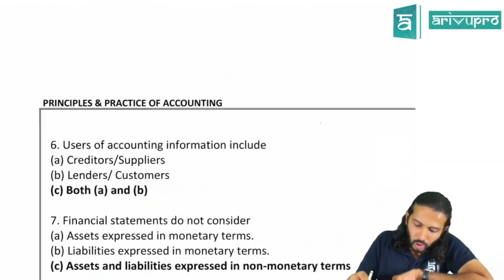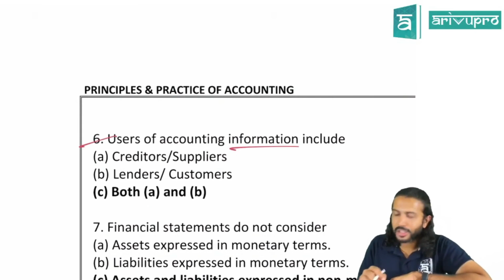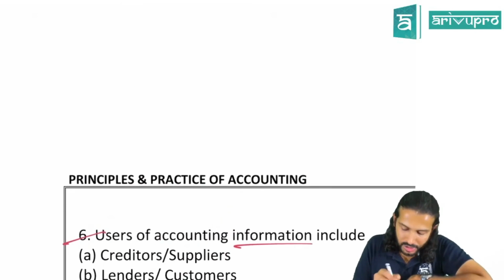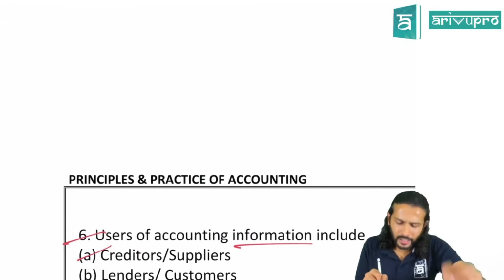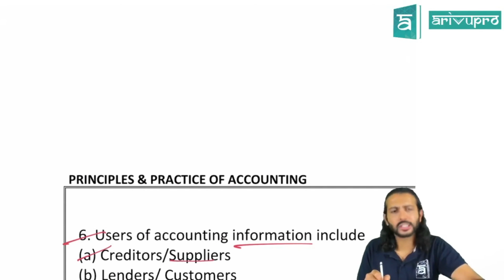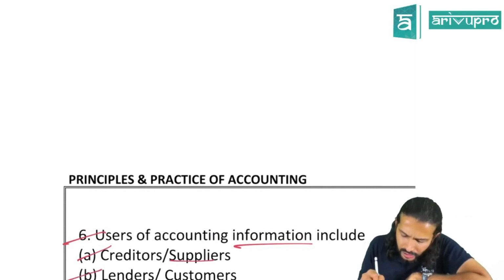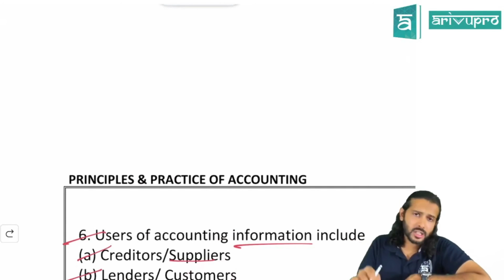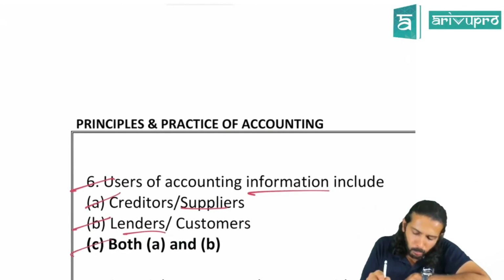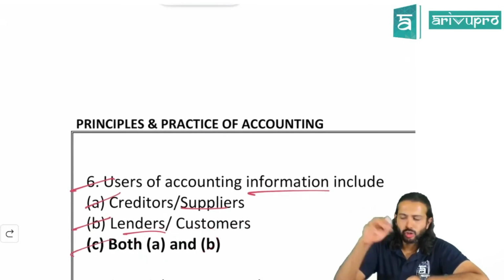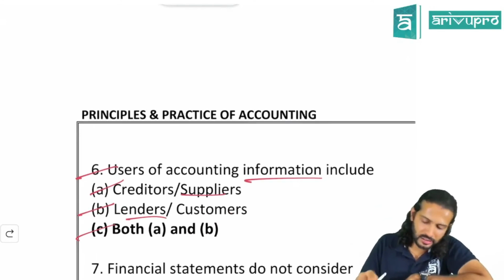All right. Users of accounting information include... who cannot use the accounting information? Can creditors use it? Creditors are also known as suppliers. Yes. Can lenders or customers use it? Yes. That means both of them can use it. So option C as in Chennai is the right answer.